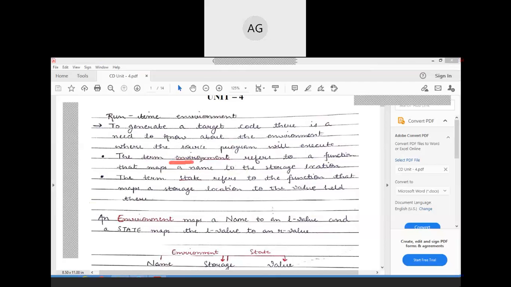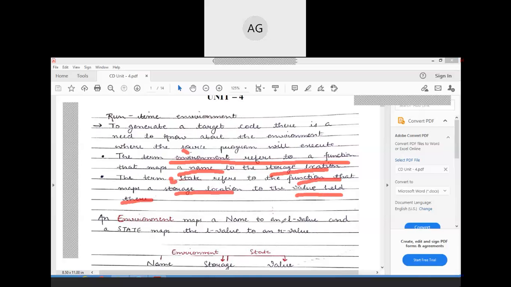The term environment refers to a function that maps a name to the storage location, and the term state. You can just remember two words here: the first is the term environment, and the second is the term state. The term state refers to the function that maps a storage location to the value held there.